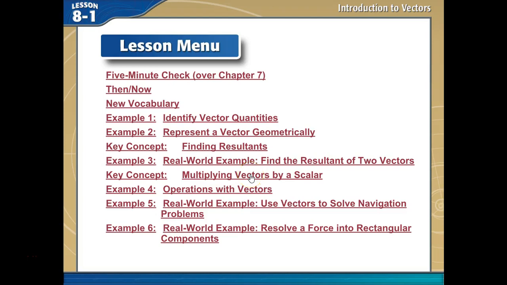All right, we're going to talk about lesson 8.1, which is the start of chapter 8, which deals with vectors. So today we're just going to talk about what is a vector versus a scalar, how do we represent them, how do we add them, and what are they used for primarily.